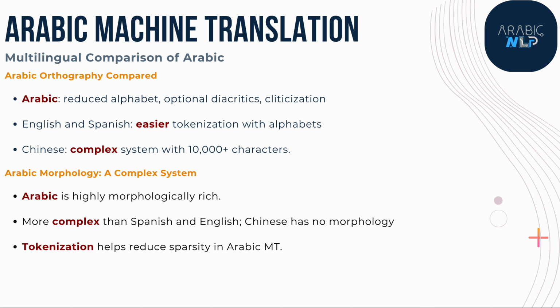Also, we have Arabic morphology, which is also a complex system. Since Arabic stands out as a morphologically rich language, far more complex than English and Spanish. And this complexity leads to many word forms that SMT systems have difficulty managing due to the issue of sparsity, and many word forms are rarely seen. Okay, so tokenization helps solve this by breaking down Arabic words into smaller parts, which may improve the translation quality.